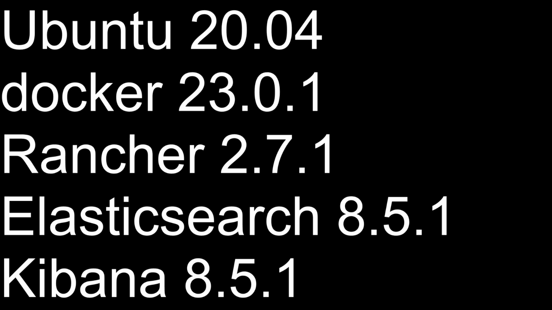In dealing with anything related to Kibana, the versions are extremely important, and that's because things are changing quite often. So the versions that I'm specifically going through today are listed on the screen. They're Ubuntu 20.04, Docker 23.0.1, Rancher 2.7.1, and Elasticsearch and Kibana versions 8.5.1.